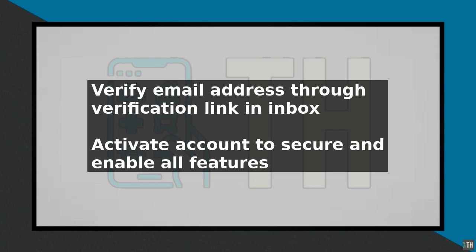After verifying your email address, log into your Bitget account and navigate to the Wallet section. Here, you will find options to deposit and withdraw cryptocurrencies. To set up your wallet, click on the Deposit button and select the cryptocurrency you want to deposit.